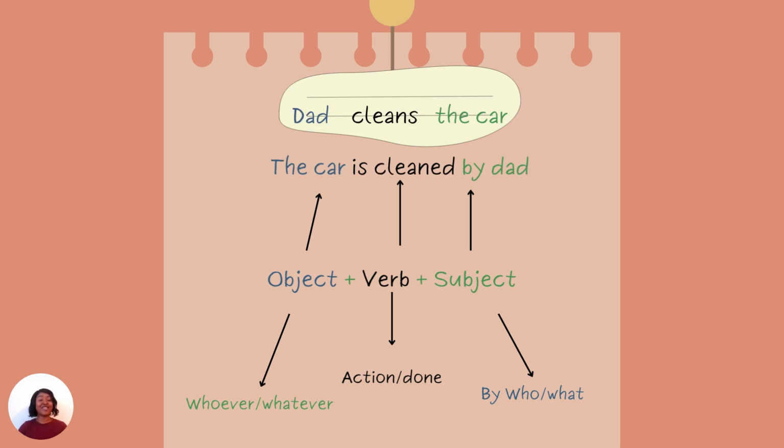Let's look at another example. Dad cleans the car. That is subject, verb, object. To switch that to a passive voice, it becomes the car is cleaned by dad. The car is the object. It is having an action done to it, is cleaned by someone, by dad. So dad cleans the car becomes the car is cleaned by dad.